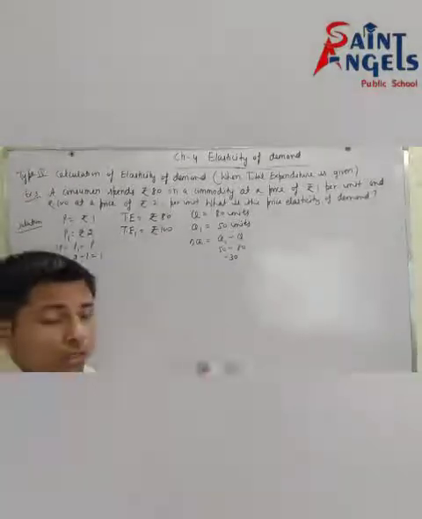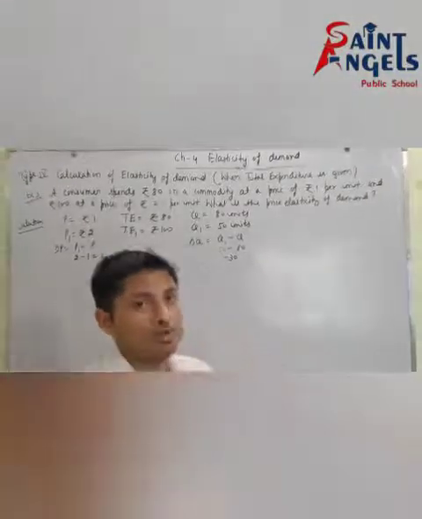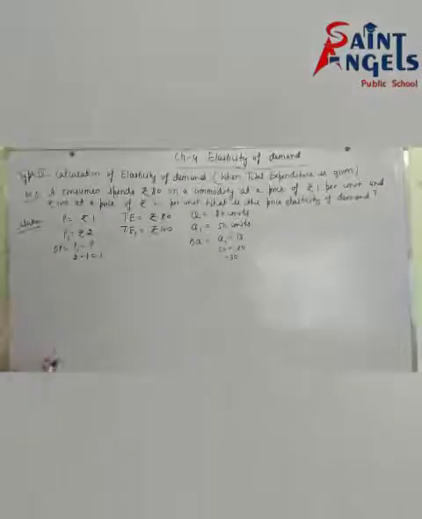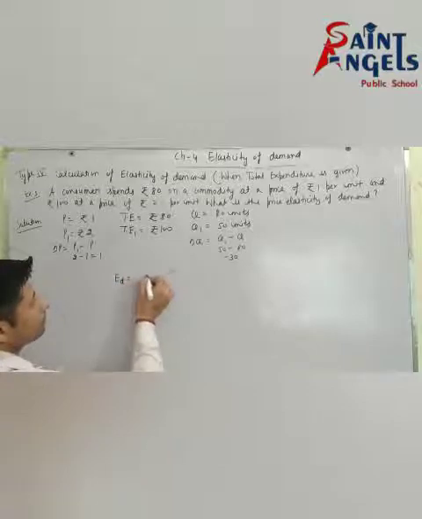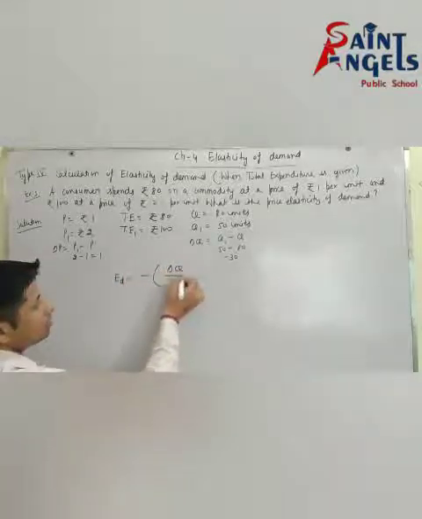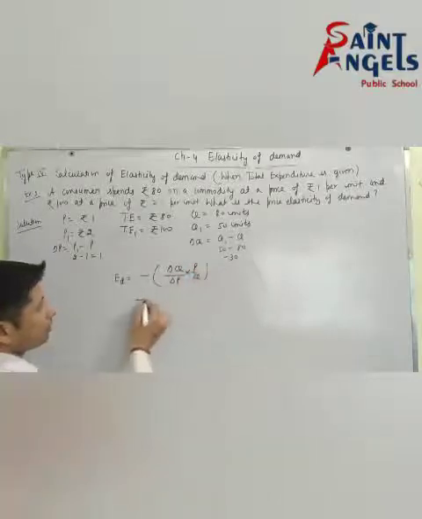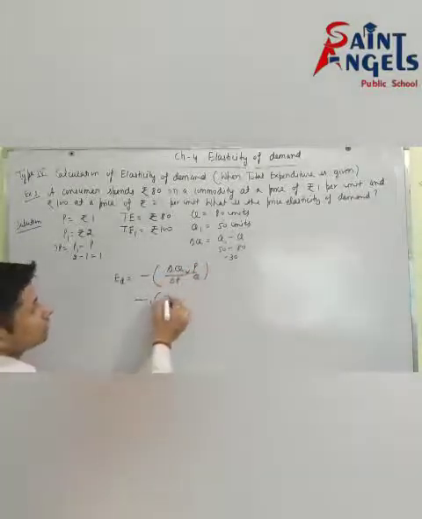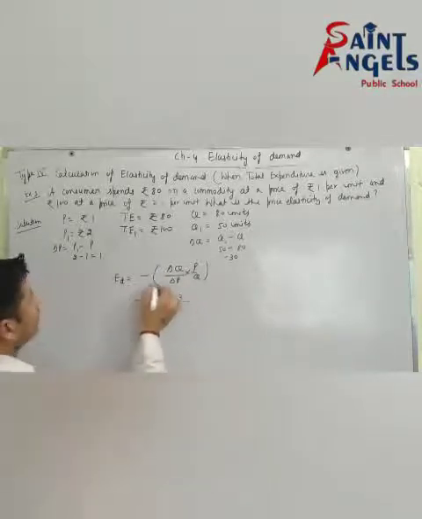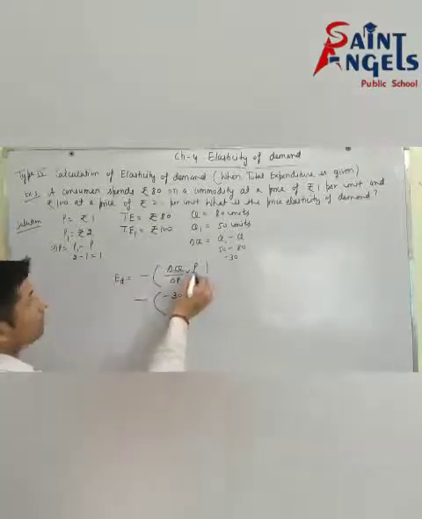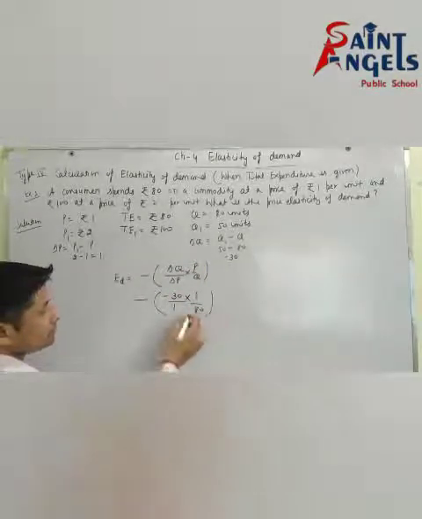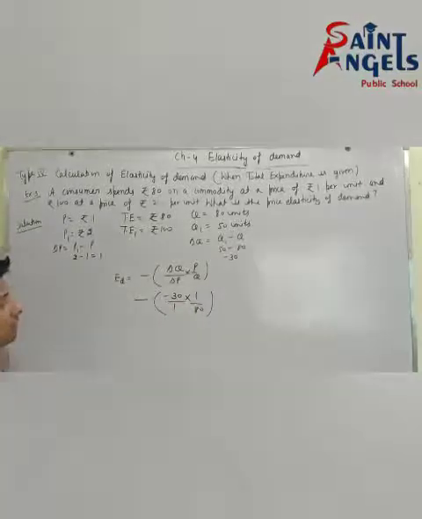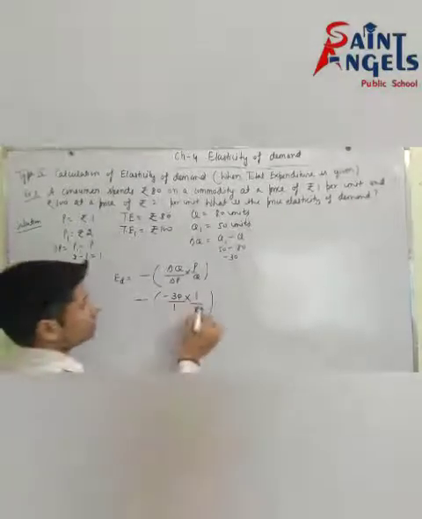Then you will always use the proportionate method. Which method? Proportionate method. See, what is the formula of the proportionate method? ED is equal to minus delta Q divided by delta P into P by Q. Minus delta Q means minus 30, delta P means 1, P means 1, and Q means 80. See, this minus sign and this minus sign will become positive. 0 and 0 will be cancelled.